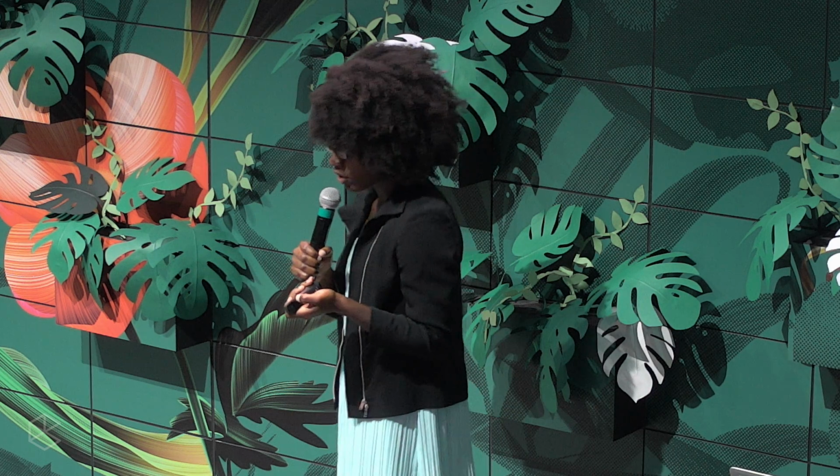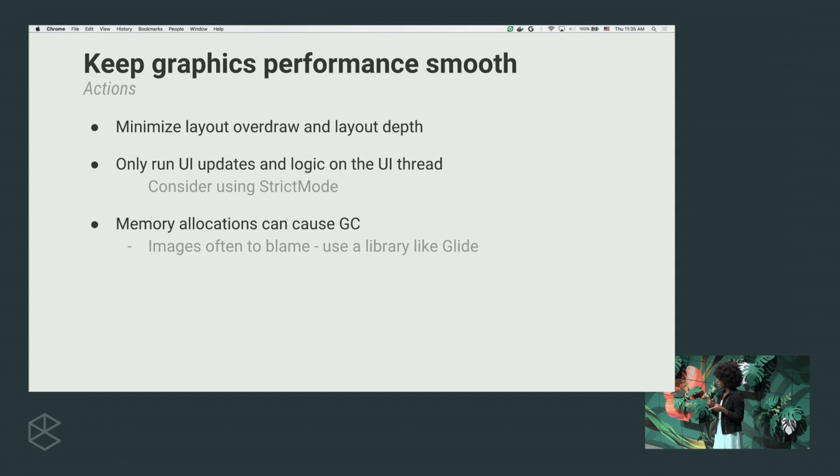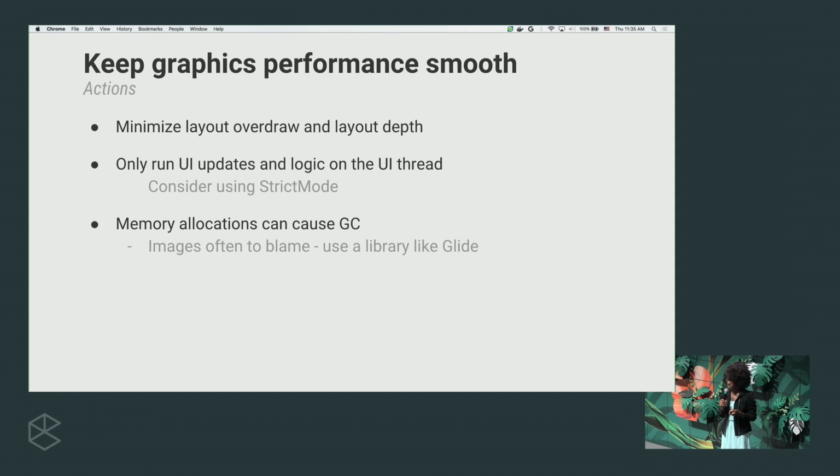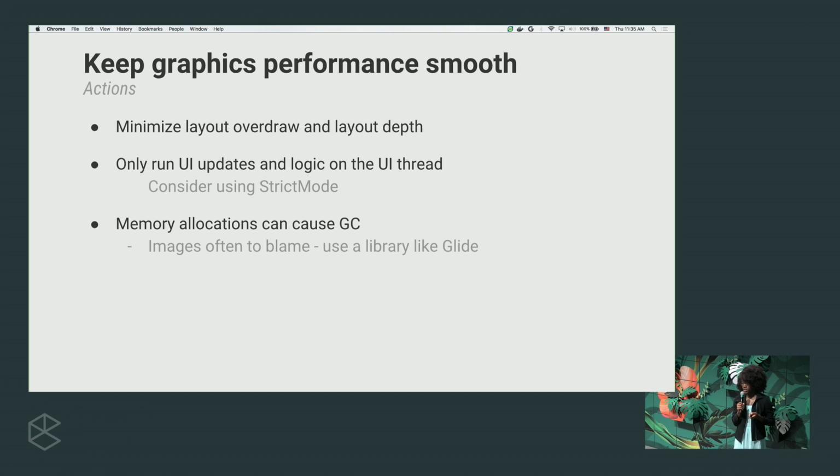The second really important thing is to make sure that your UI thread is only for UI. Don't do any network calls. Don't do any calls to files on your UI thread, because that will just slow everything down and hog the resources. And then the third thing is figure out your memory allocations.